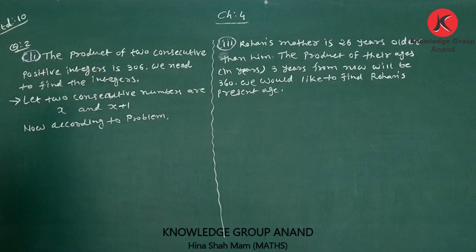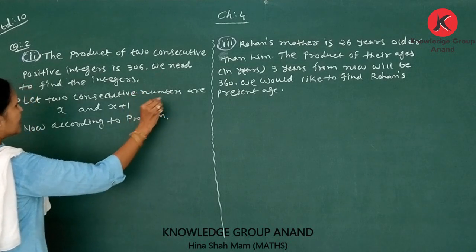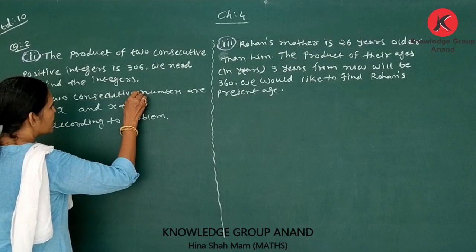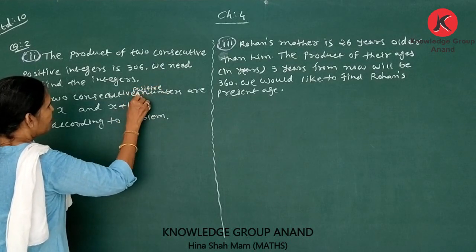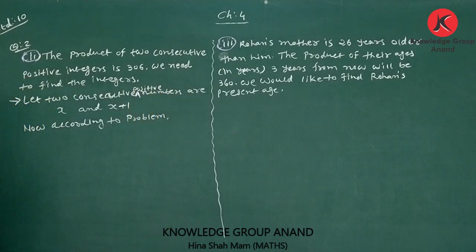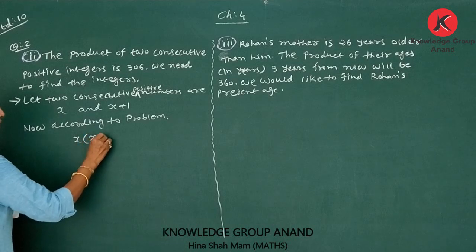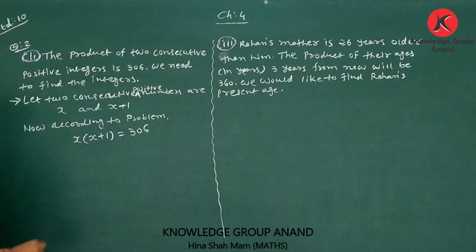The product of two consecutive positive integers. The consecutive positive numbers are x and x plus 1. Here we write positive. Positive numbers are x and x plus 1. Now, according to the problem, the product of them is 306. x into x plus 1 is equal to 306.